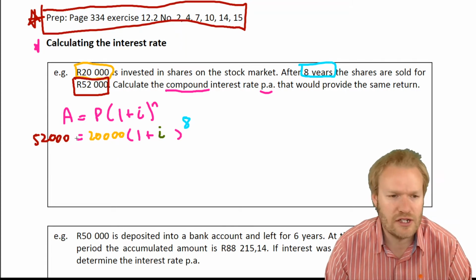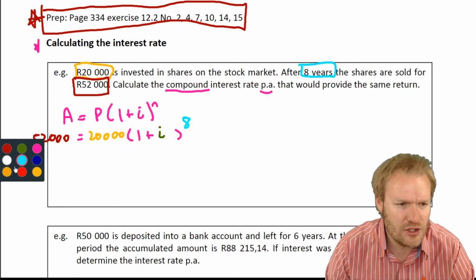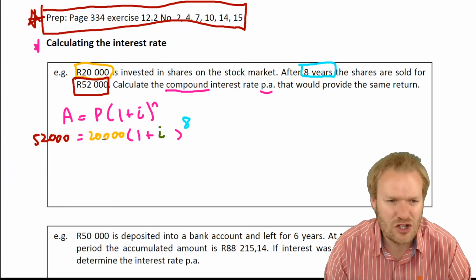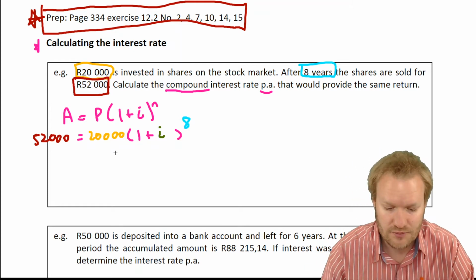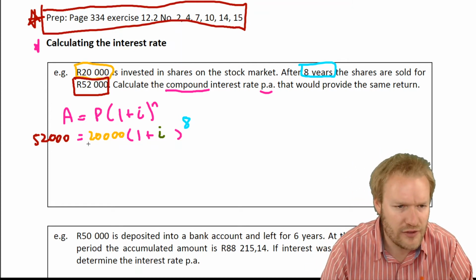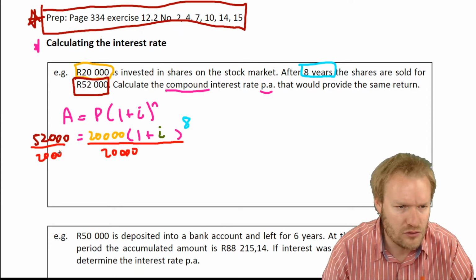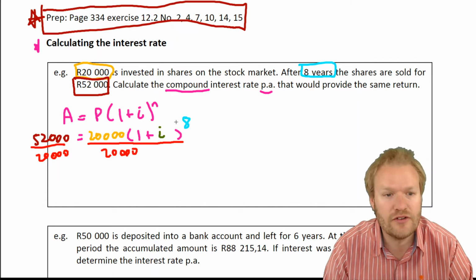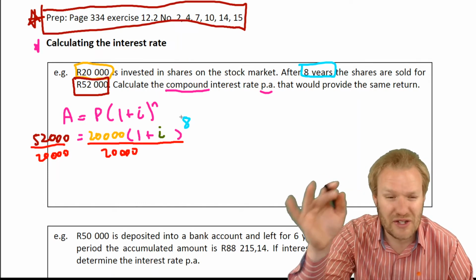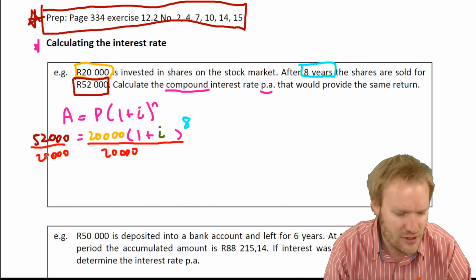Okay, so now we just need to work backwards. Now it's up to you which steps you kind of show along the way. One key thing is don't round off until right at the end. So let's divide both sides by 20,000. Okay, we don't want to take the 8th root yet, because then you'd have to take the 8th root of everything. So we'll do that in the next step. Kind of this working backwards idea.